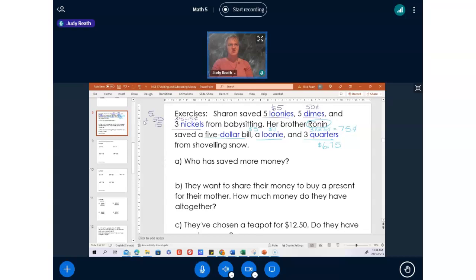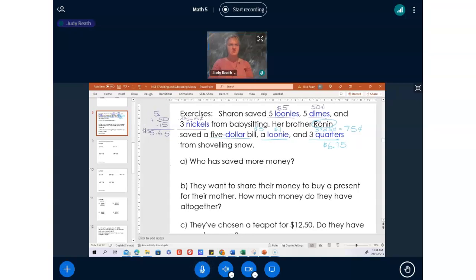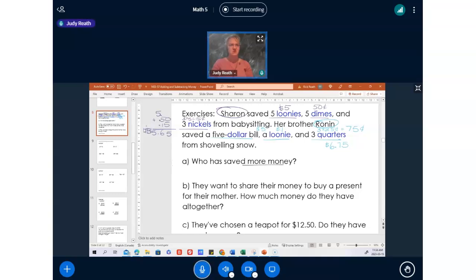I'm putting it this way because our decimal point is right there, right? And I could add the zeros in, but I don't have to. So 0 plus 5 is 5, 5 plus 1 is 6, and 5 plus nothing is 5. So that's how much Sharon has saved. So who has saved more money? Which one is more? Oops, this dollar sign didn't work too well. $5.65 is less than $6.75, so Ronan saved more.